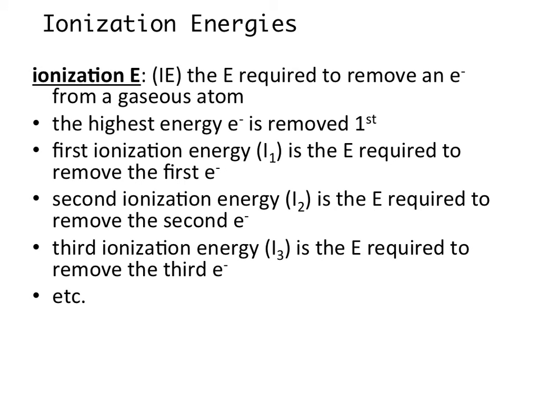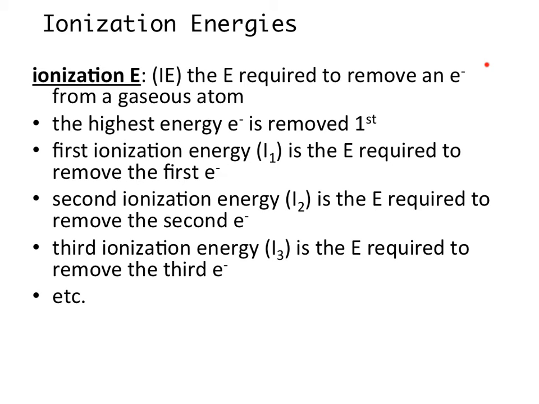Ionization energies are the energy that's required in order to remove an electron from a gaseous atom. So basically, we just talked about ions. In this case, we would be referring to cations, the formation of cations, because we're removing electrons. So ionization energy here is basically the energy required to remove that electron. Now, there's different types of ionization energy.